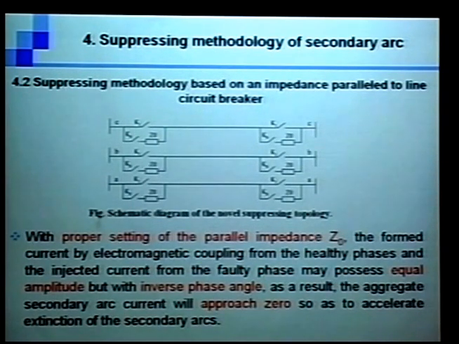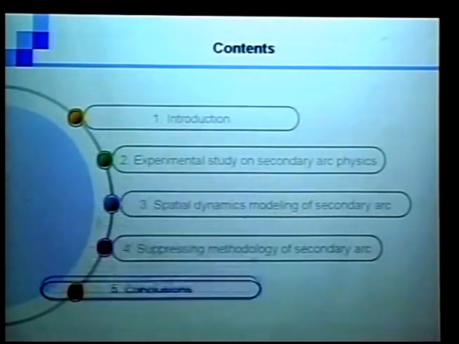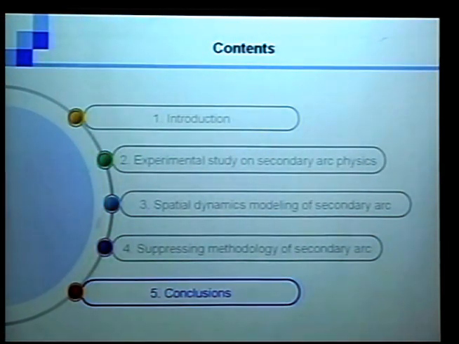Next, with this approach, we can accelerate extinction of the second arcs. Then finally, maybe my time has passed the limit, so I give my conclusions in a quick style.